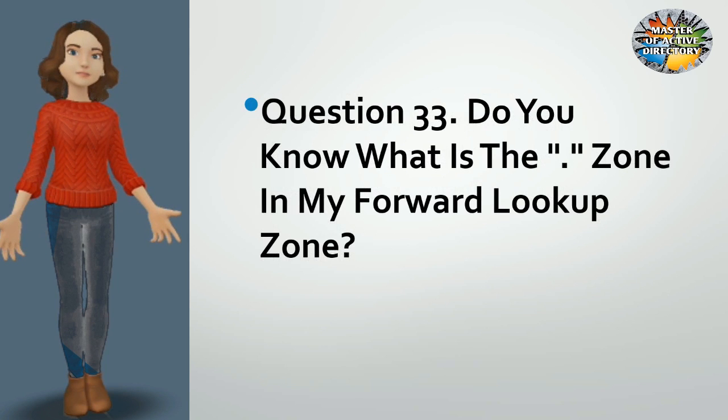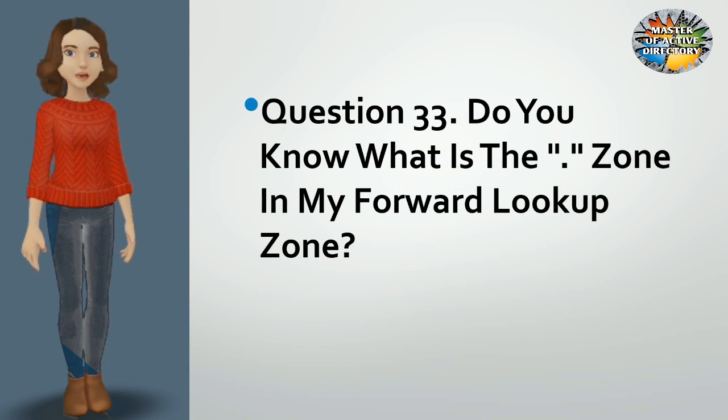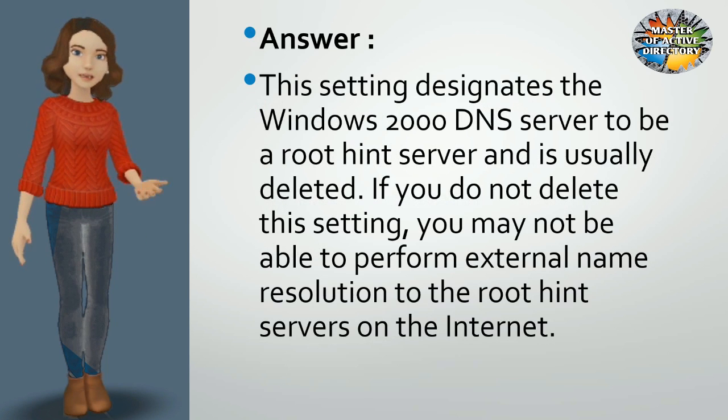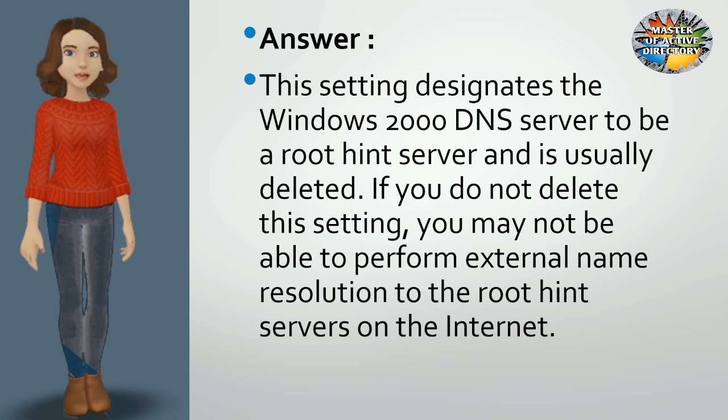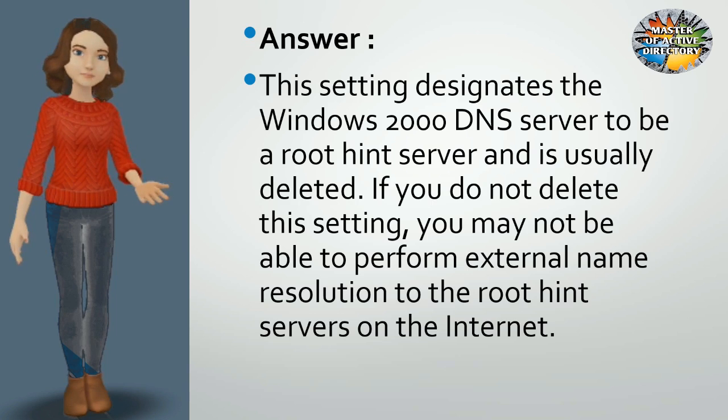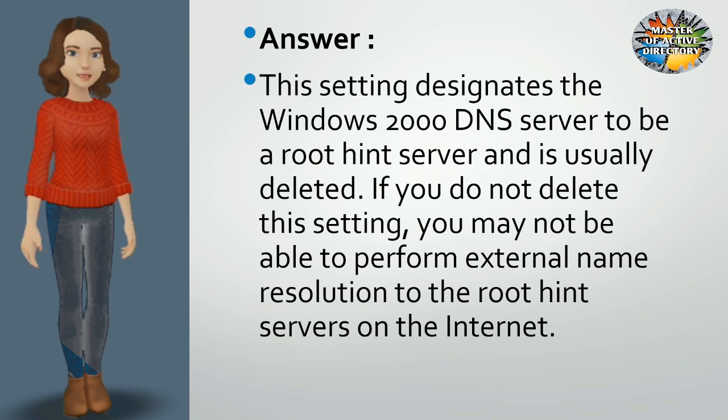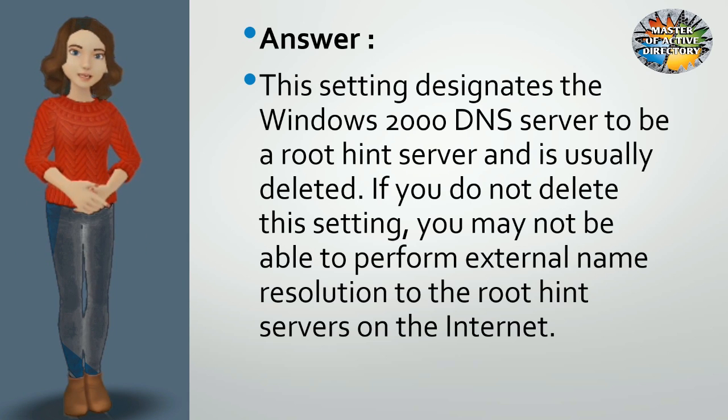Question 33. Do you know what is the dot zone in my forward lookup zone? Answer. This setting designates the Windows 2000 DNS server to be a root hint server and is usually deleted. If you do not delete this setting, you may not be able to perform external name resolution to the root hint servers on the Internet.